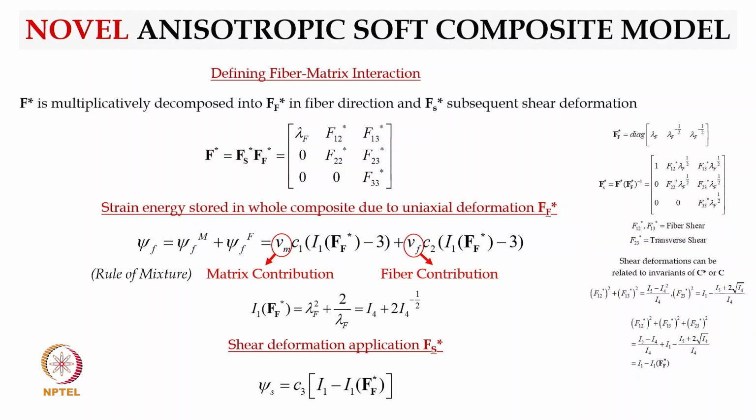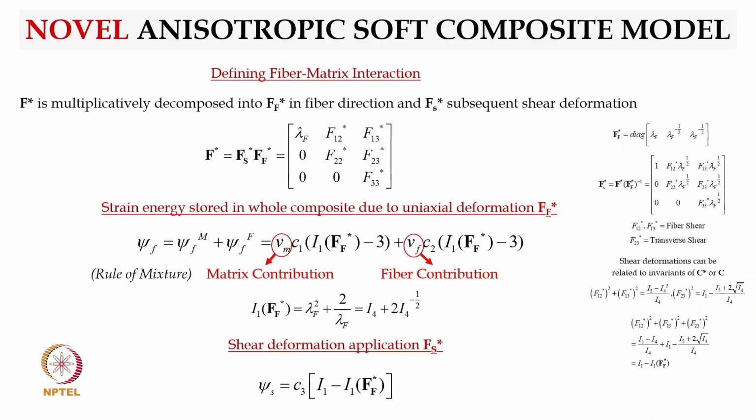So first we apply the Ff star, which is one component of the F star overall deformation, and then we apply the shear deformation. Shear deformation is just 1 minus the overall deformation, right. So C3 I1 minus I1 Ff star. These are equations I am not going to explain much, because these are standard equations and you can look at them; I am going to give you reference material to look at, right.